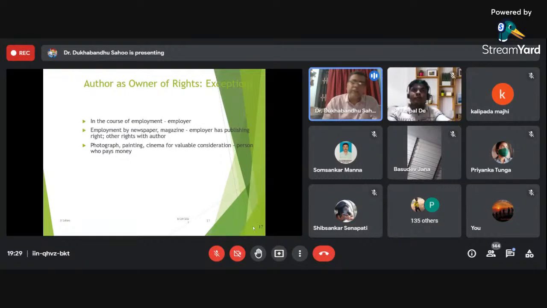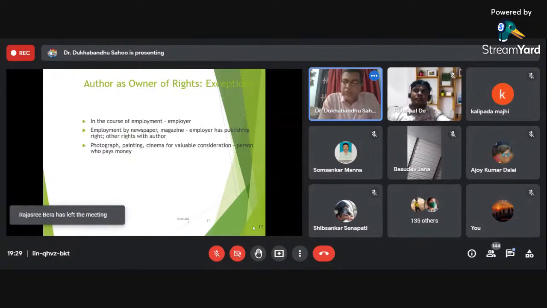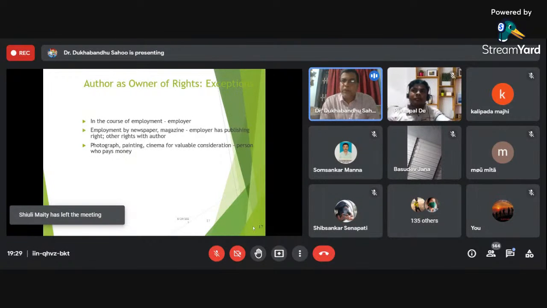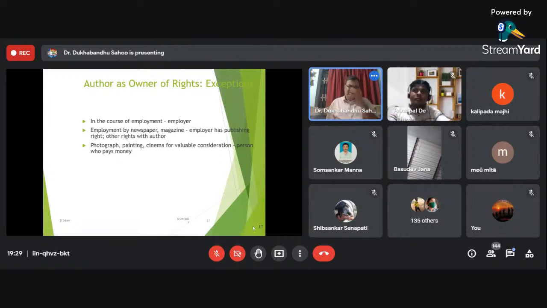I was also working for WIPO, the World Intellectual Property Organization, for 6 months. We produced a document on intellectual property, the patent laws and the performance of drugs and the pharmaceutical industry in India. That document is the copyright of WIPO. So what are the exceptions? Employment by newspapers and magazines: the employer has the publishing right, other rights remain with the author. Photograph, painting, cinema for valuable consideration: the person who pays money for that has the right.